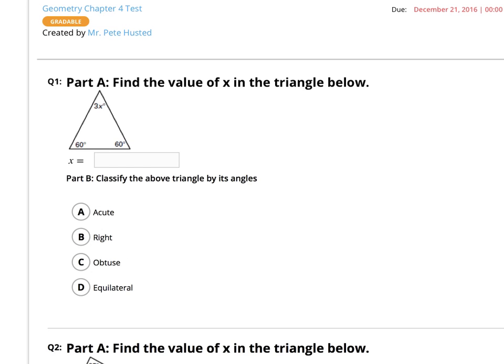Hi guys, here's question number 1 on the chapter 4 test. There's two parts. There's a part A here and a part B down here. So let's talk about part A first real quick. They want us to find the value of x.